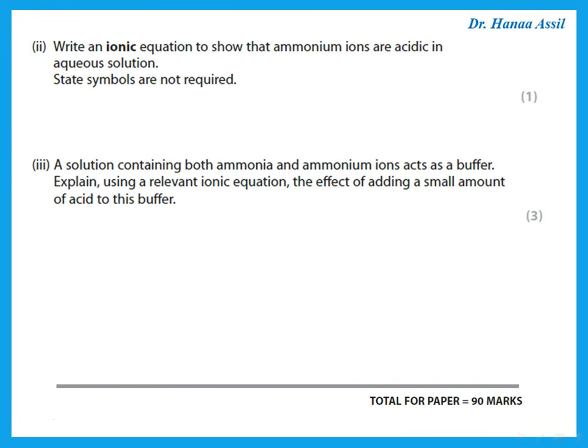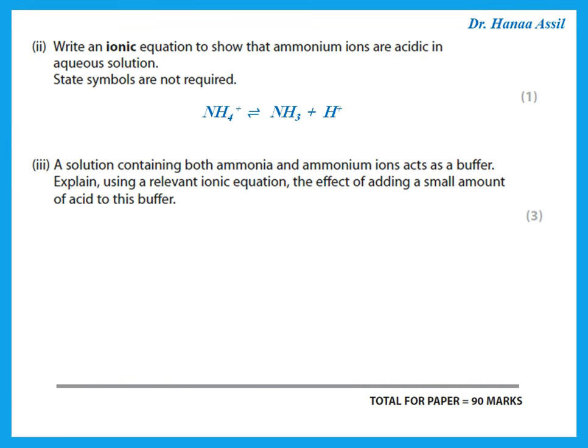Write an ionic equation to show that ammonium ions are acidic. Well, ammonium ions, if you put them in solution, will dissociate to give ammonia plus H plus ions. So this forms an acidic solution.